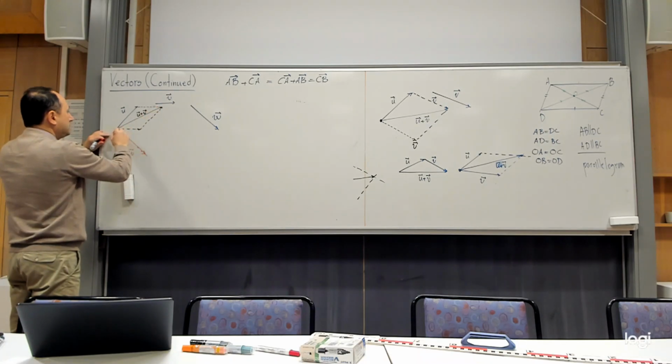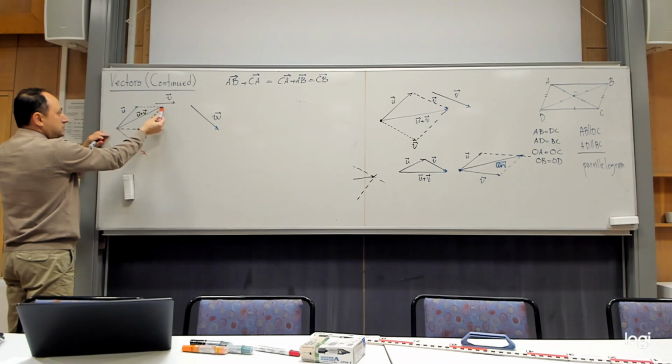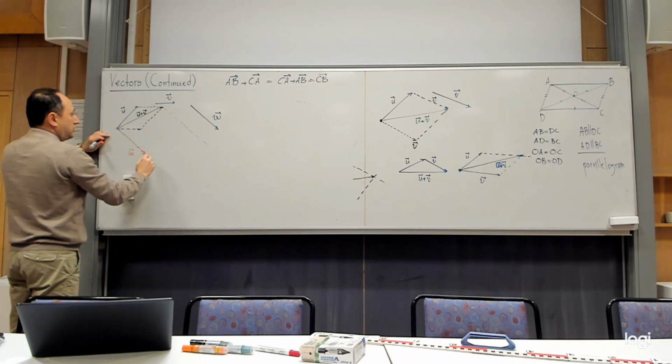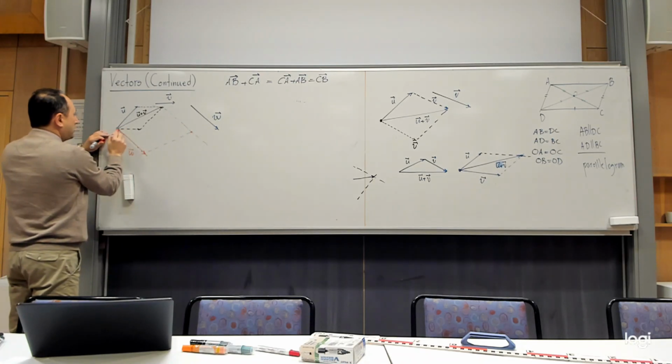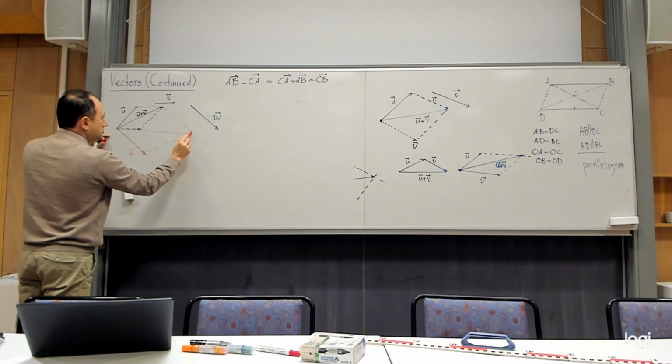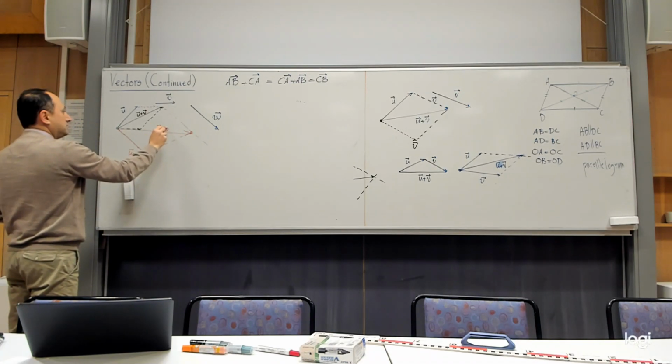I need to complete the parallelogram on these two. I take this point, draw a line parallel to this one, and then draw another line parallel to that one. And then when I find the intersection, I will connect these two. Yes? So then this becomes U plus V plus W.